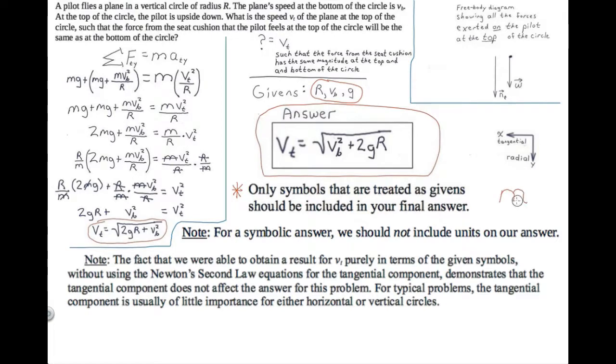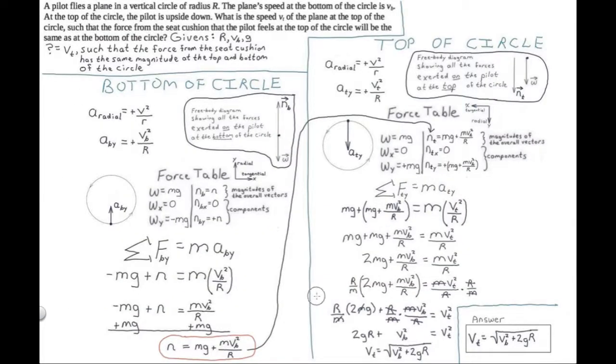The symbol m is not on our list of givens, so we cannot include the symbol m in our final answer. So it's a good thing that we were able to cancel all the m's out of our equation. Do our results make sense?